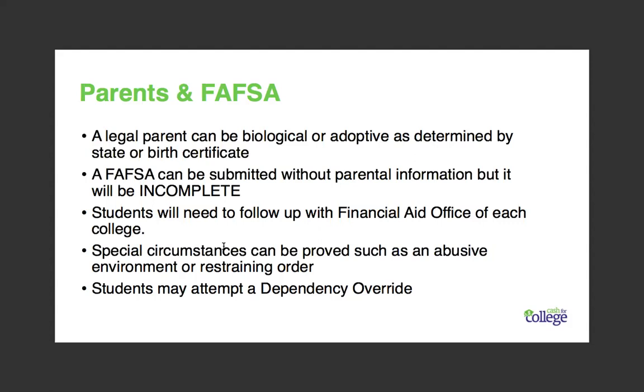And they can also attempt a dependency override. So if they're in a situation where the student supports themselves, technically they're considered a dependent student, maybe because of age, but maybe they live by themselves and they fully support themselves and they don't have contact with mom or dad or anyone, maybe they're not in legal guardianship. They can do a dependency override, but the school will require a significant amount of documentation to back that up. But they can do it. It's just, you need to prepare the student for that.